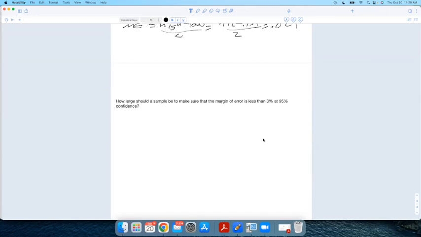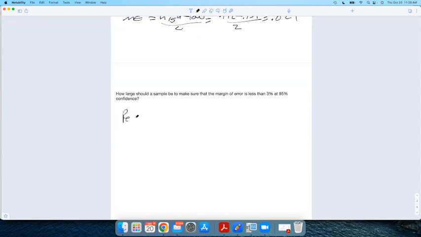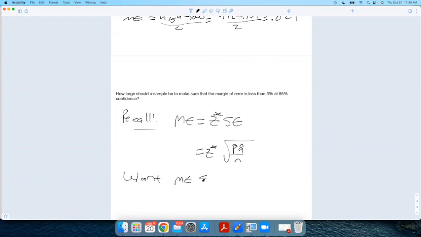And here's the math they go through to do that. So they decided ahead of time what they want their margin of error to be and what they want their confidence level to be. So remember, recall, I just wrote it up there, the margin of error is some Z star times the standard error, and the standard error is the square root of p hat q hat over n. So we want the margin of error to be less than or equal to 3% or 0.03.